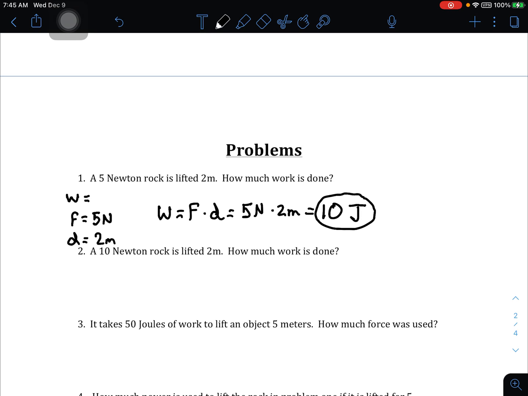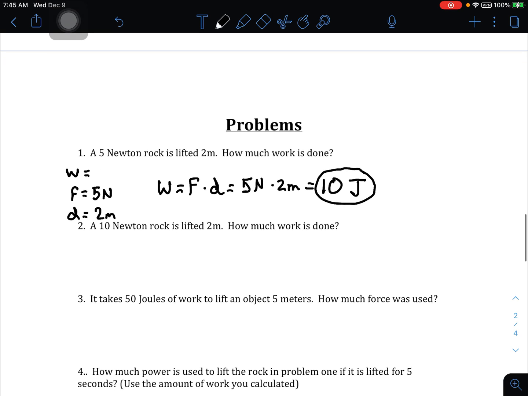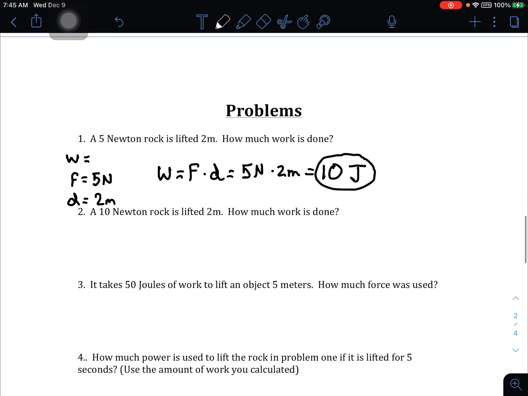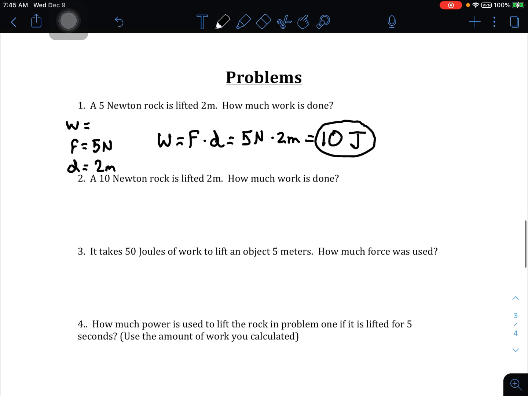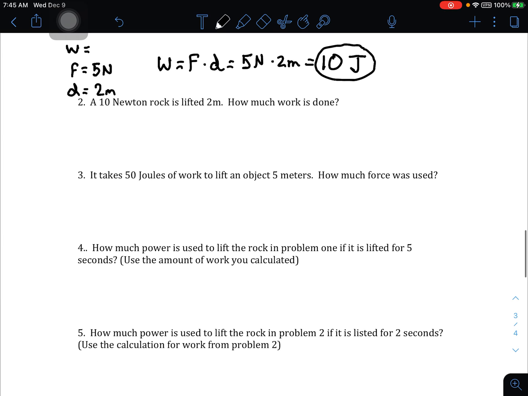Okay, so there are a couple problems where you are doing pretty much the same thing. There are some twists along the way. I'm going to let you guys do some of these on your own. I'm just going to do an example of each. For number 3, for instance, note that it tells us the work and it tells us the distance. And this time we have to calculate the force.